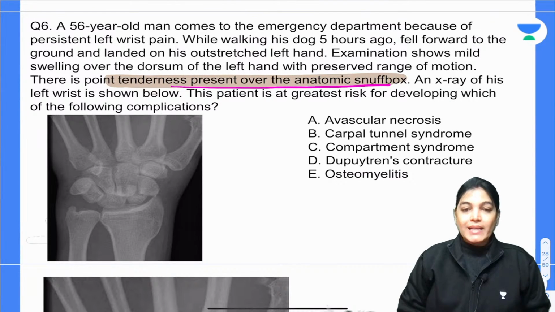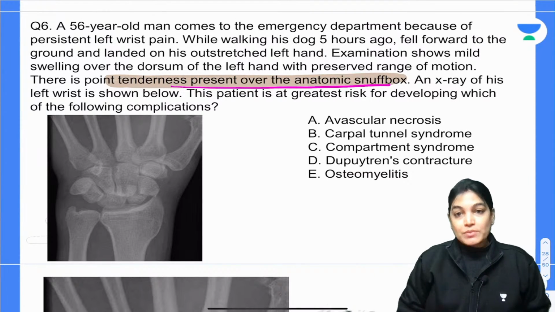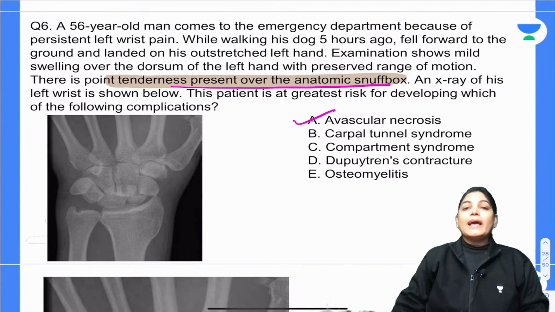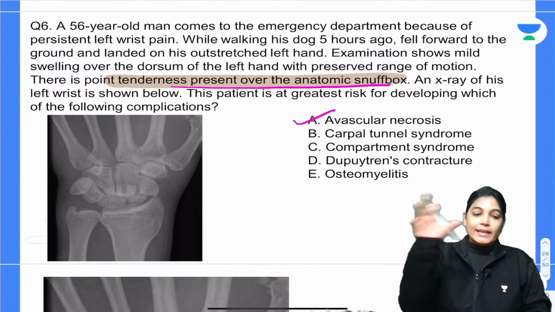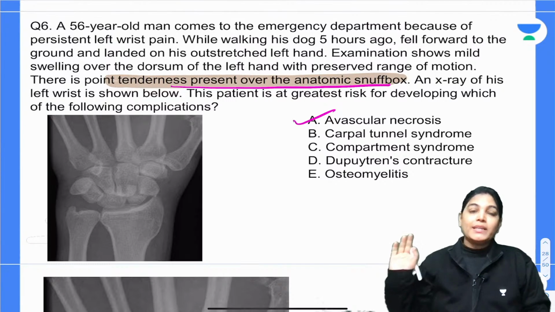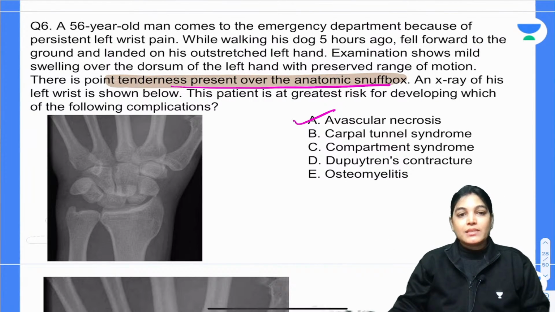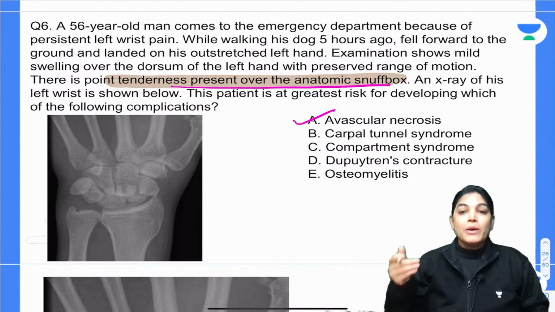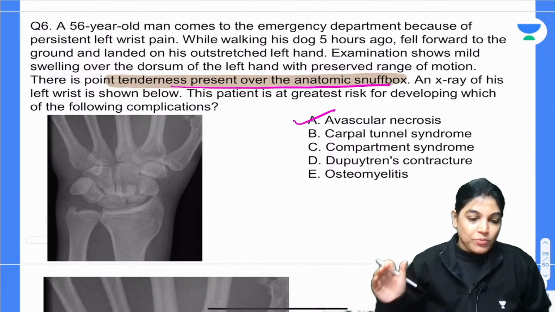Dr. Kaustubh has given his answer, telling that this is a case of scaphoid fracture, and he is giving A as the answer. So my dear, Dr. Kaustubh is absolutely right. Avascular necrosis is there. In the whole clinical history provided, the key point is tenderness of the anatomical snuff box, which helps locate the correct answer. Tenderness on the anatomical snuff box means that a fracture of the scaphoid bone has occurred.